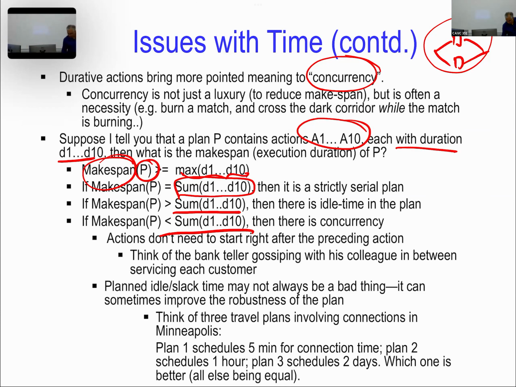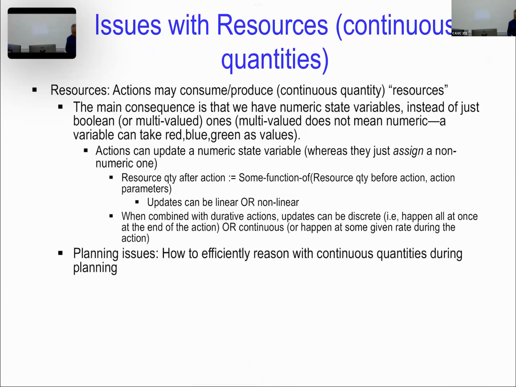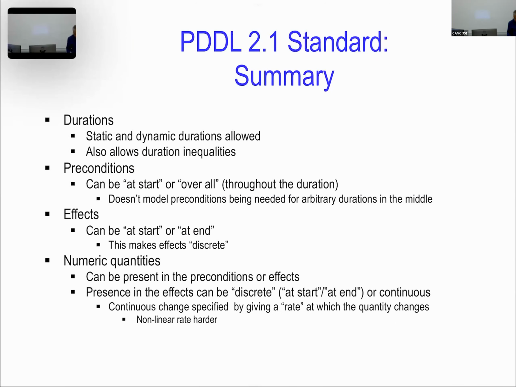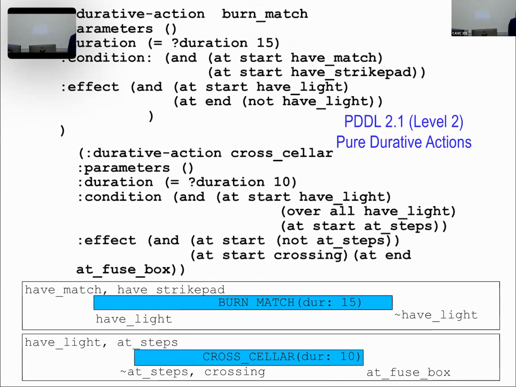Required concurrency, for example, would be there if you have scenarios where you are crossing a dark basement to change the fuse, and you strike a match to see where you are going. The match should be on the whole time you are walking to the switch. That's required concurrency.